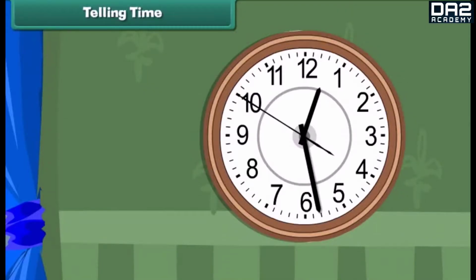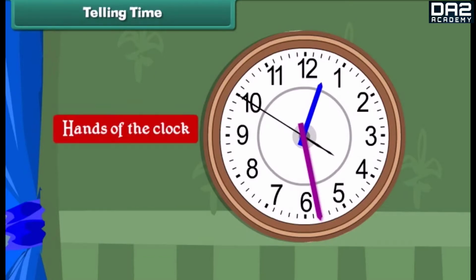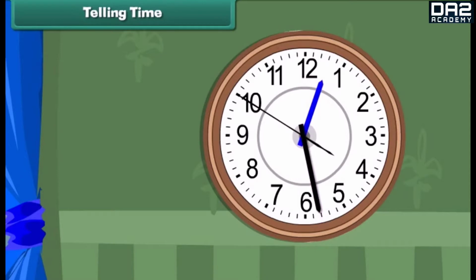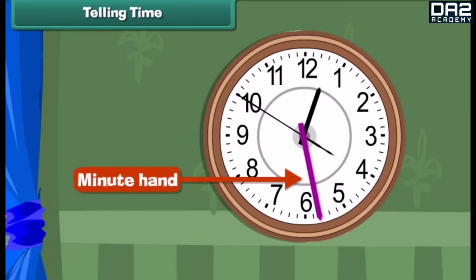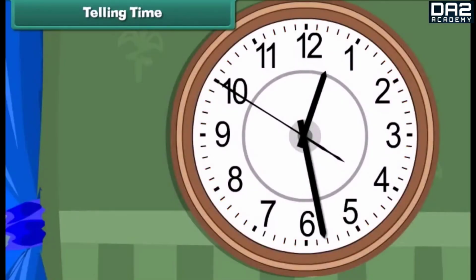Telling time. Every clock has 2 thick needles. They are known as the hands of the clock. The shorter one indicates the hour and is called the hour hand. The longer one indicates the minutes and is called the minute hand. If you look carefully, there are many small divisions between the numbers of the clock.